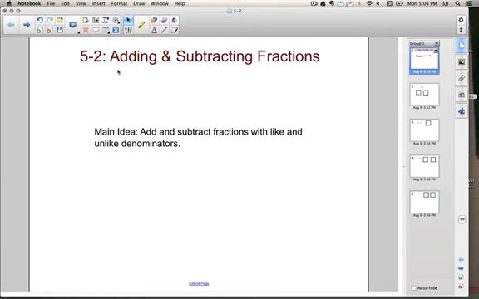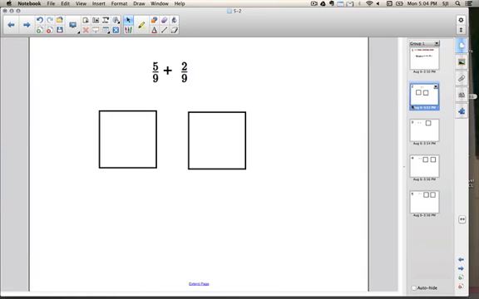Lesson 5-2, Adding and Subtracting Fractions. The main idea of this lesson is to be able to add and subtract fractions with like and unlike denominators. So that means we're going to add and subtract fractions that have denominators that are the same, and we're also going to add and subtract fractions where the denominators aren't the same.